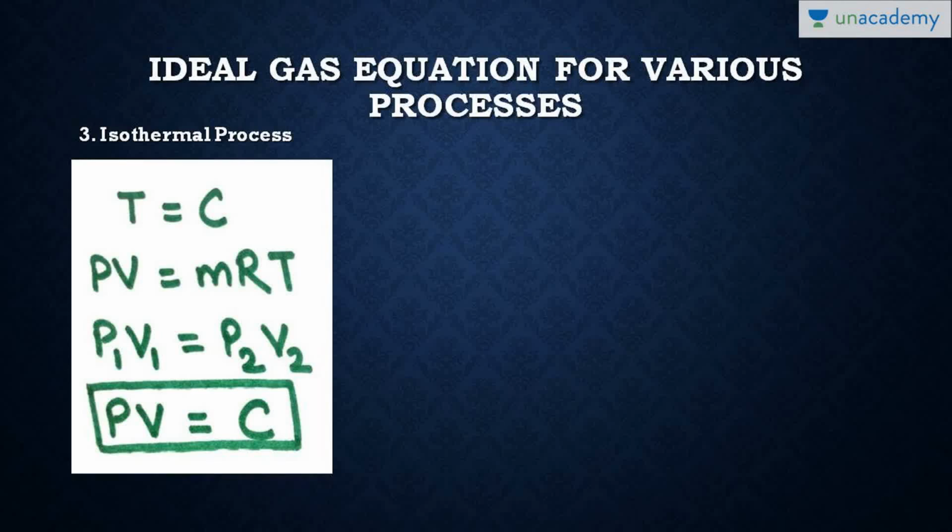So this is the constant pressure and constant volume. The third process is the isothermal process, which is temperature equal to constant. As we already know, the ideal gas equation is PV = MRT.